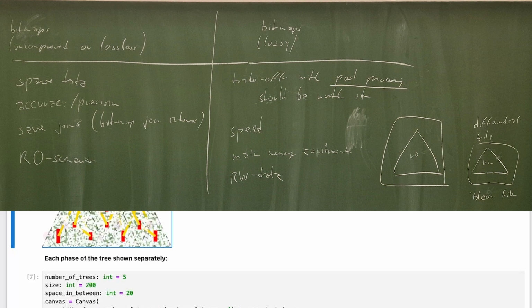Do we have all the trade-offs? Bitmaps: uncompressed, lossless, sparse data, accuracy, precision, safe joins, bitmap join indexes. Sparse data, accuracy, precision. Yeah, I think that's complete. Here's a trade-off: speed, main memory constraint.